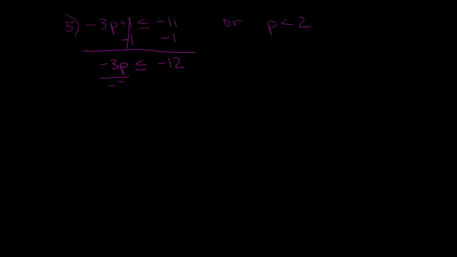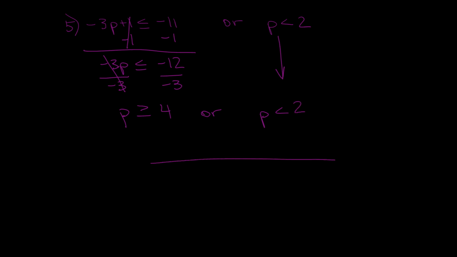And then I'm going to divide both sides by a negative 3. So I get p, flip the inequality because we're dividing by a negative. So p is greater than or equal to a positive 4. Or, there's nothing to solve with this one, so I'm going to just drop it down. p is less than 2.